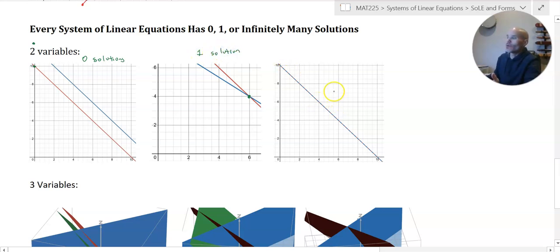And for infinitely many, the only way that could happen is for the 2 lines to be the same. And hopefully we can see here there's the blue line and there's this red dotted line. And this has infinitely many solutions. Notice they are the same line. So they are collinear, they share all of the same points.